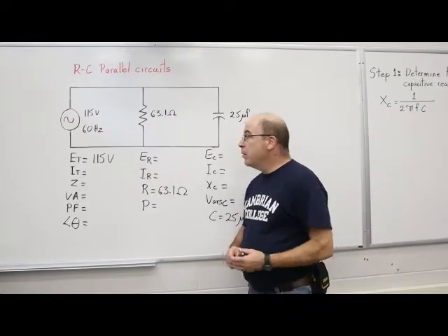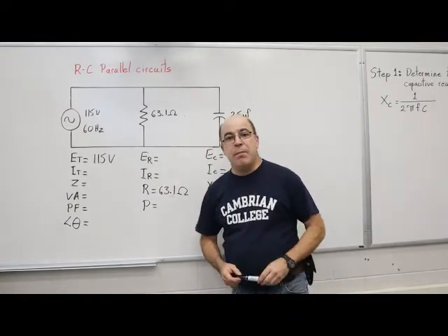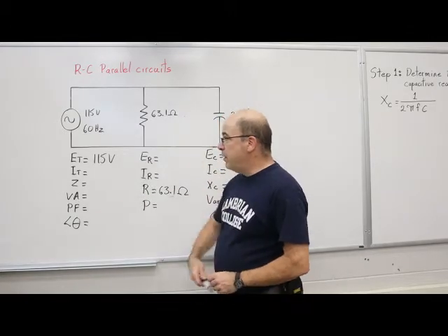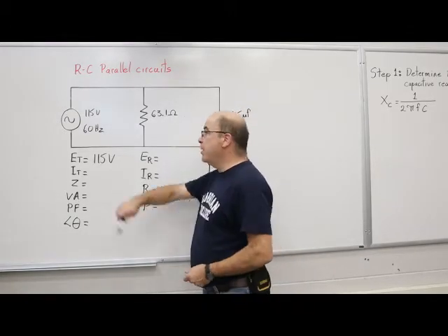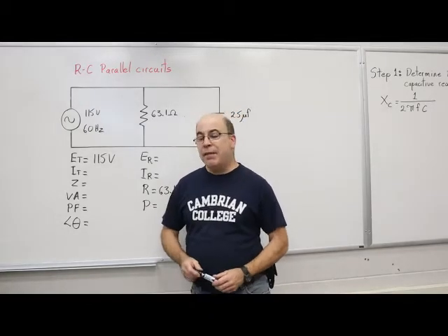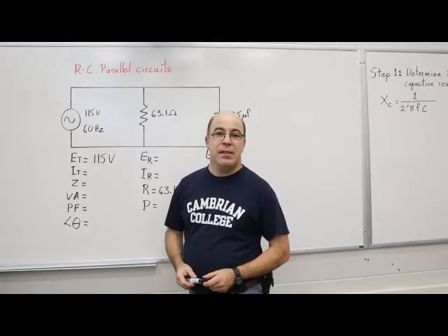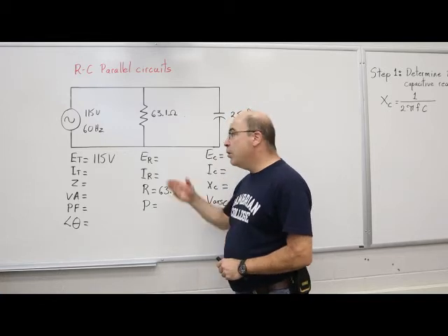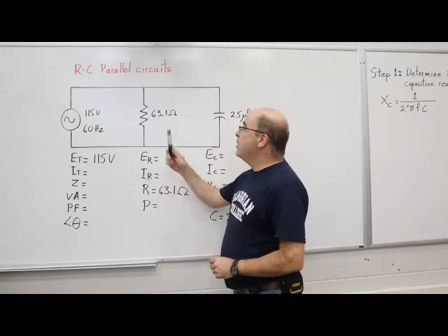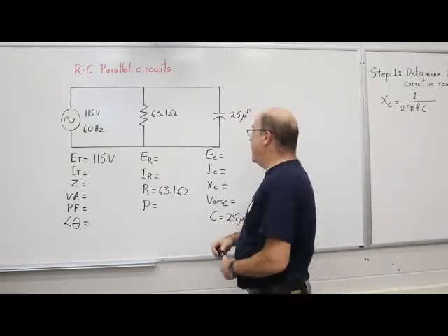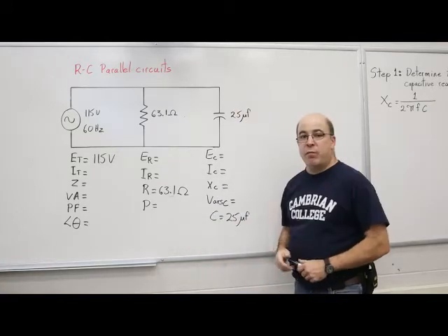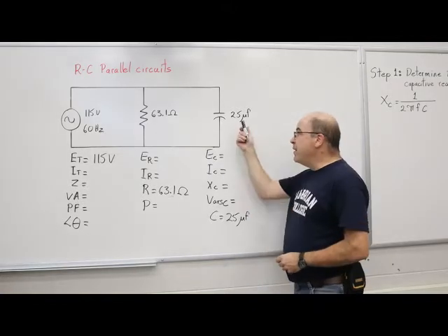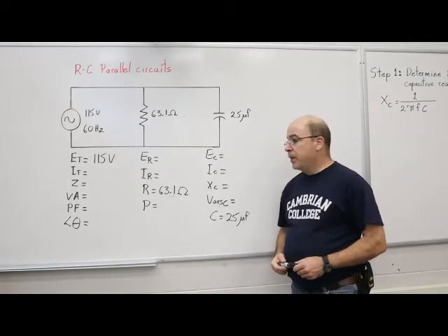Here we are. We're going to take up the RC parallel circuit today. Standard circuit, AC power source, input voltage 115 volts with a frequency of 60 hertz. We've got a resistive branch, 63.1 ohms, as well as a capacitive branch with a capacitance of 25 microfarads.